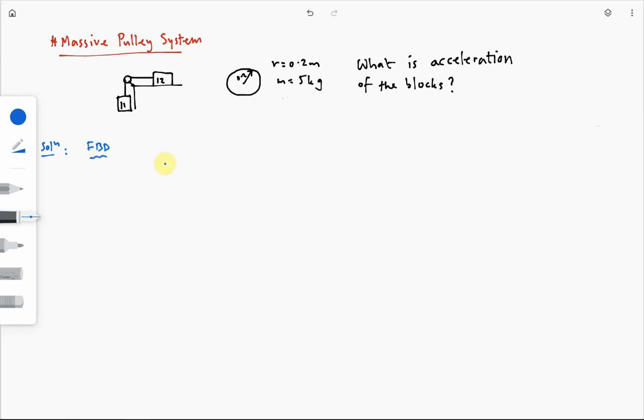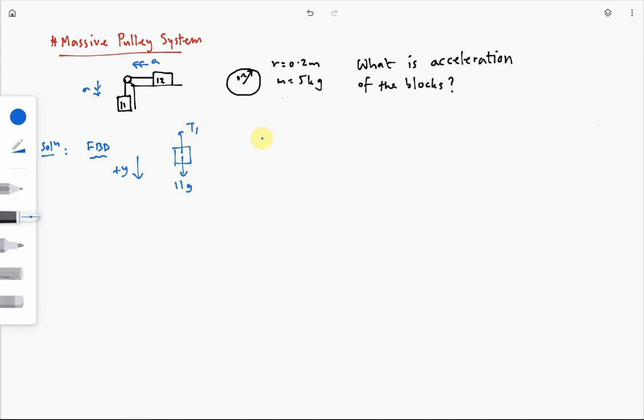For the 11 kilogram box, what do we have? Let's consider downward to be positive y, since the acceleration of the boxes will be as such. The free body diagram for the 11 kilogram box will have a weight, 11 times g, going down, and the tension will be pulling it up, and let's call this tension T1.